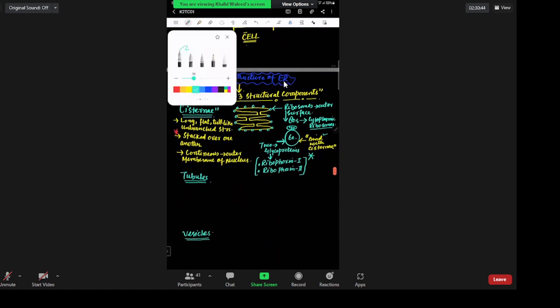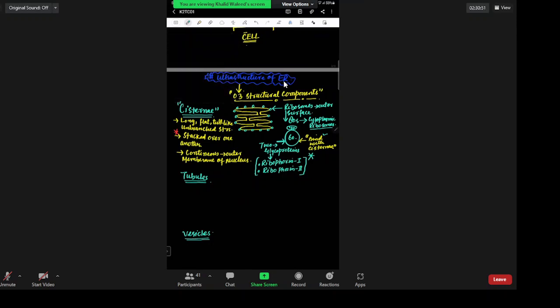Tubules. Let me show you the second structural component of these ER, tubules. They are like this. Like this. Like this. They are like this.